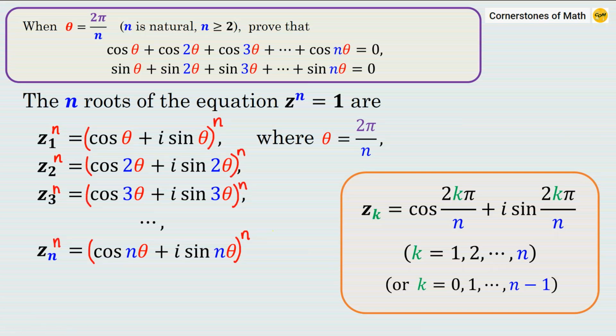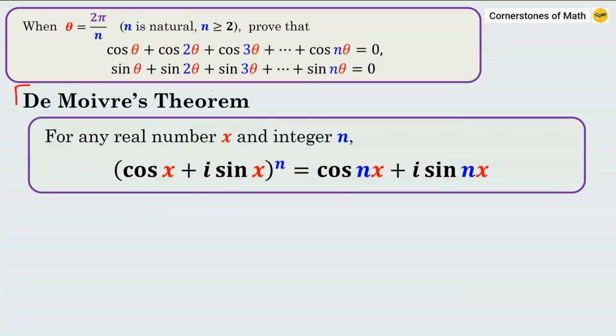We simply raise every root to the power of n and check whether the result is 1. But in order to calculate this exponentiation, we require one fascinating theorem, known as de Moivre's theorem. The theorem states that for any real number x and integer n, cosine x plus i sine x raised to the power of n equals cosine nx plus i sine nx.